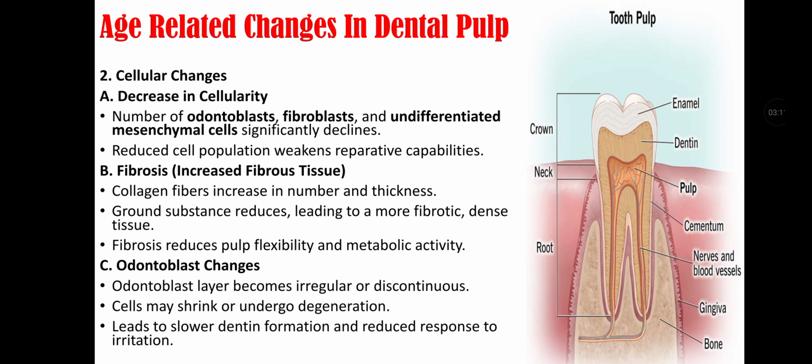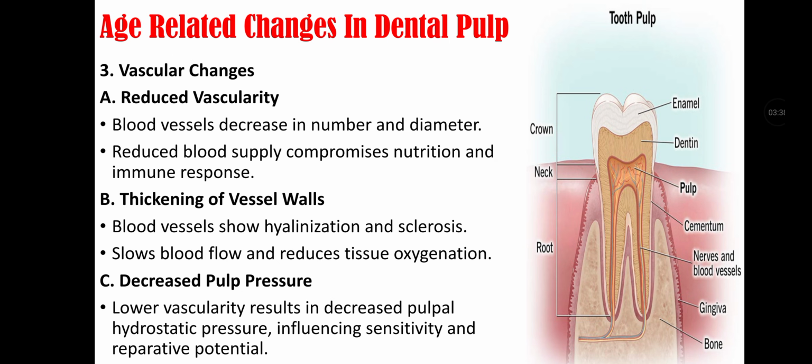Second is fibrosis, that is increased fibrous tissue. Collagen fibers increase in number and thickness. Ground substance reduces, leading to a more fibrotic, dense tissue. Fibrosis reduces pulp flexibility and metabolic activity. Third is odontoblast changes. The odontoblast layer becomes irregular or discontinuous. Cells may shrink or undergo degeneration. It leads to slower dentine formation and reduced response to irritation.